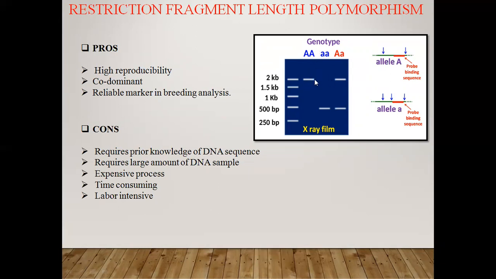So it will be present towards the well, and this homozygous recessive allele will produce a smaller fragment, so it will be away from the well. And if that person is heterozygous, then two bands will be formed. So this is the most important feature of RFLP, that it is co-dominant.